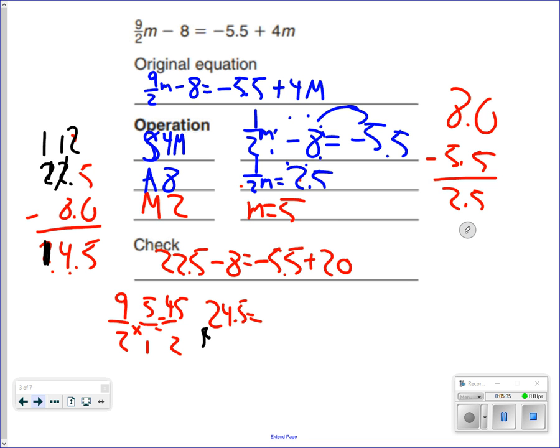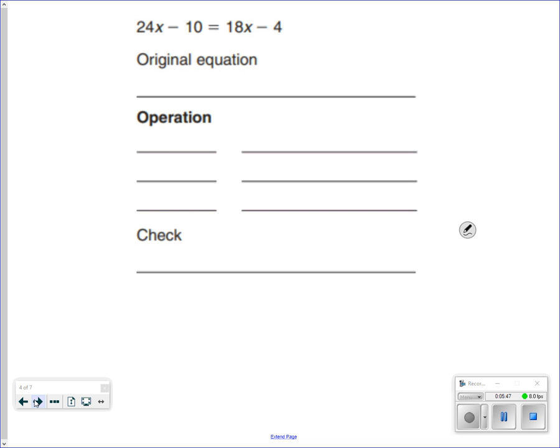The struggle's real today. Perfect. We got a 14. Sorry about that, 14.5. So if I subtract this, I get 14.5 as well. Yes, they equal each other. Moving on.